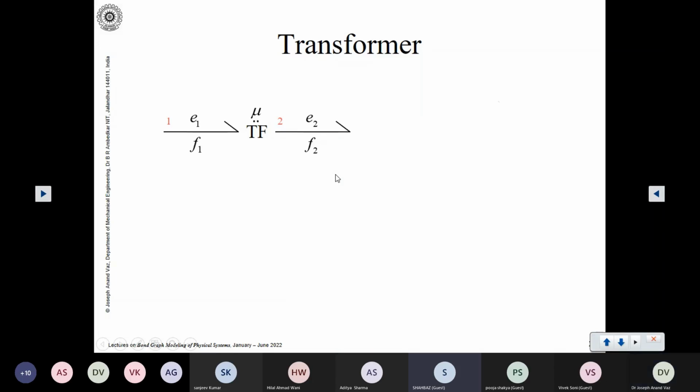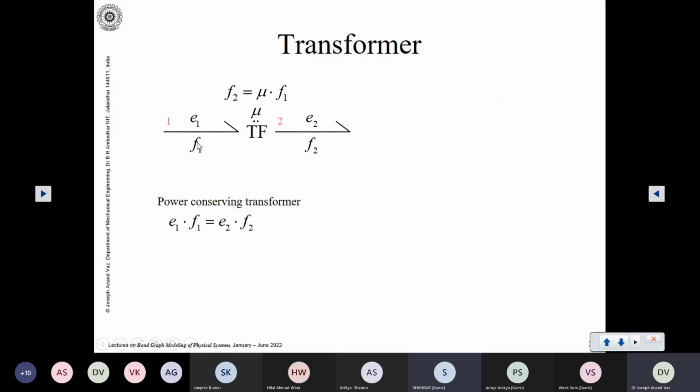Now the relationship, what a transformer does, it converts flow to flow or effort to effort. So flow 2 is equal to mu times flow 1. This is the relationship which the transformer makes use of. Flow 2 is equal to mu times flow 1. But the transformer as such is a device which, whatever power comes in, lets that power go out. It doesn't store or destroy power. So it's a power conserving transformer.